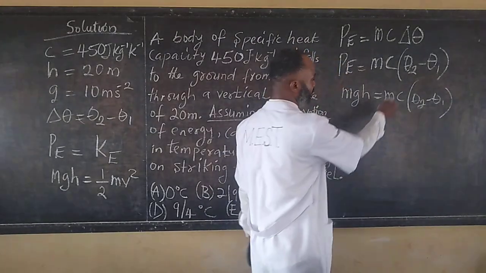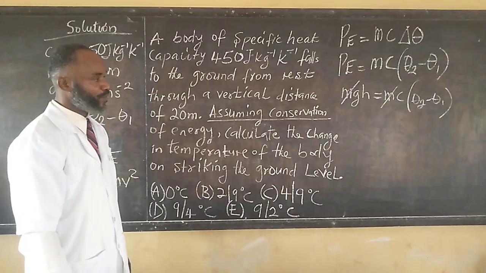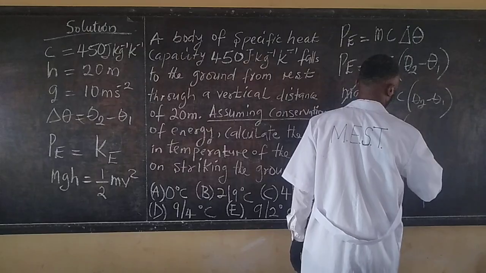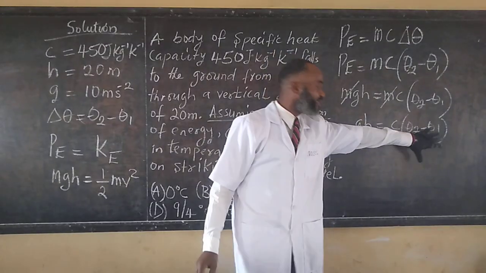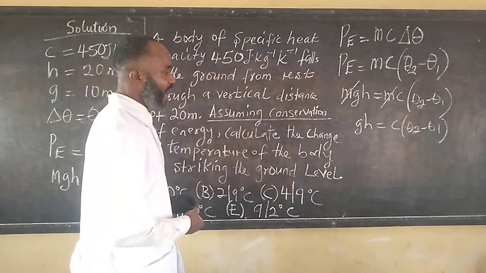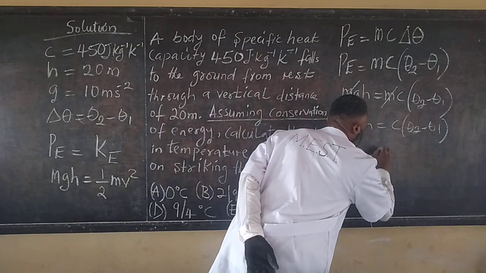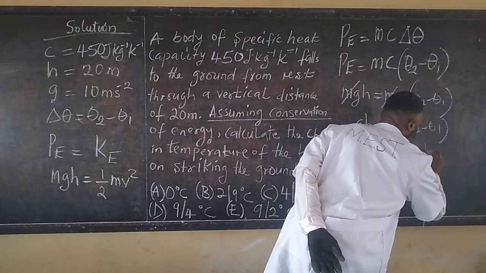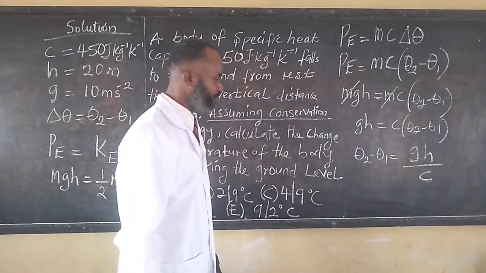What do we do next? The mass of the body, m, will cancel out, and we have gh equal to c(theta 2 minus theta 1). We can make the change in temperature the subject. If we do that, the change in temperature, theta 2 minus theta 1, is equal to gh all over c. Good.